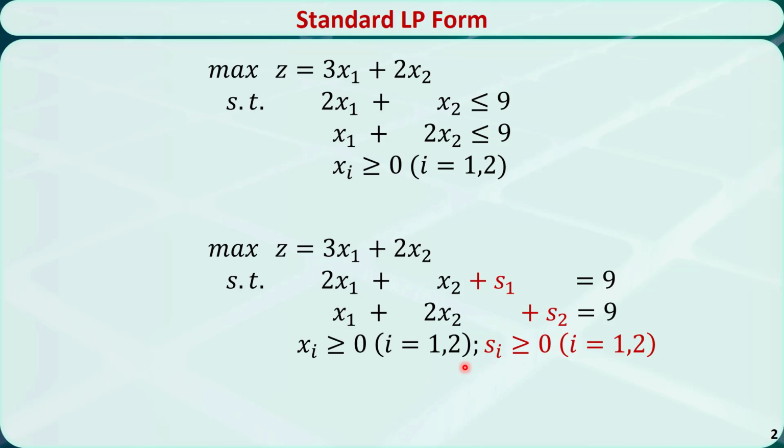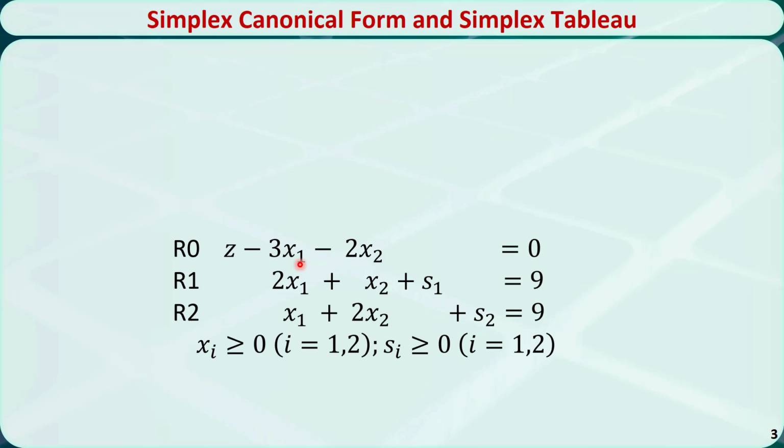After we get the standard linear programming problem form, we rewrite the objective function and move the right-hand side to the left and make it equal to 0. The objective function is changed to this, and it is marked as row 0. The two constraints are marked as row 1 and row 2. This is called the Simplex canonical form. It is a system of linear equations in which each equation has a variable with a coefficient of 1 in that equation and a 0 coefficient in all other equations.